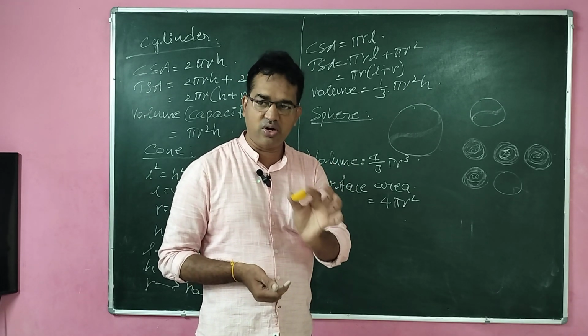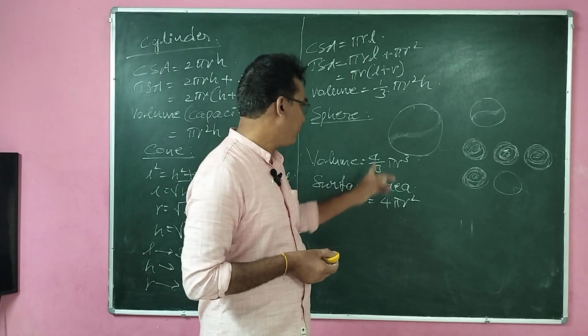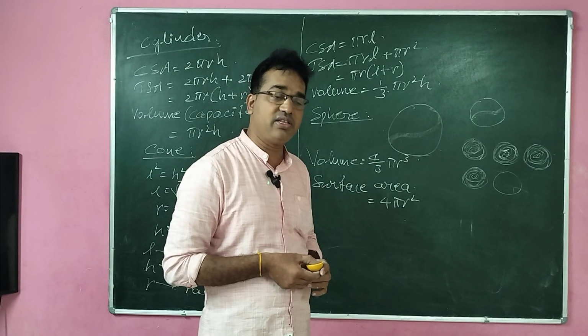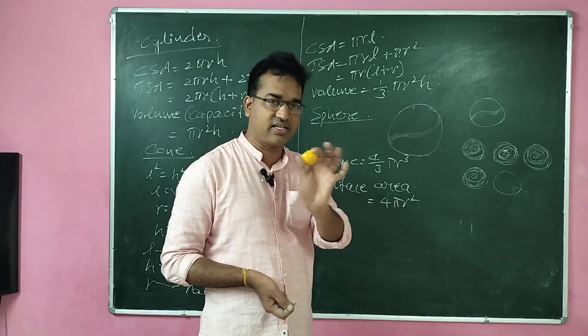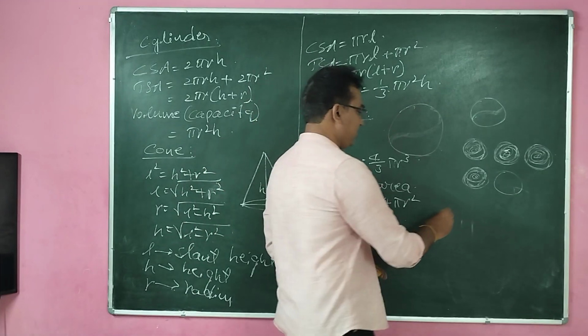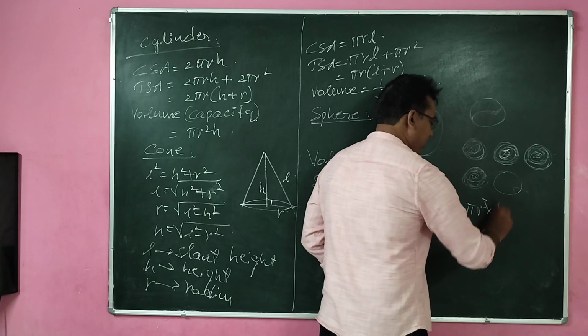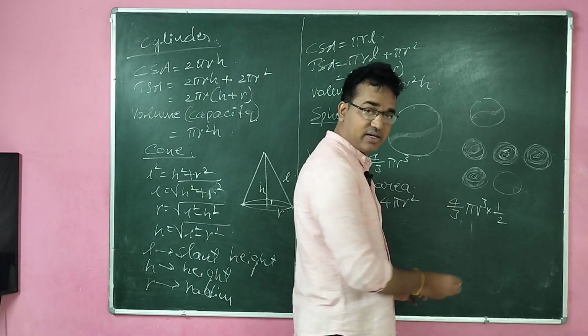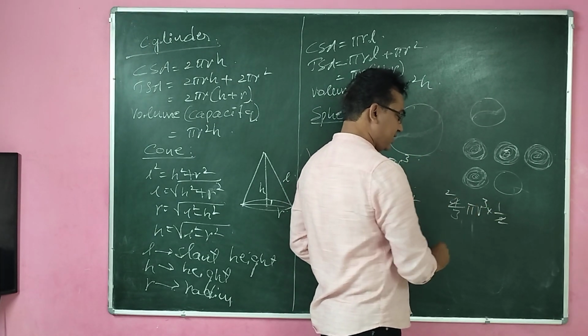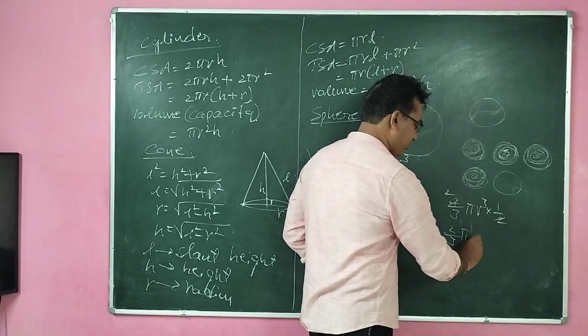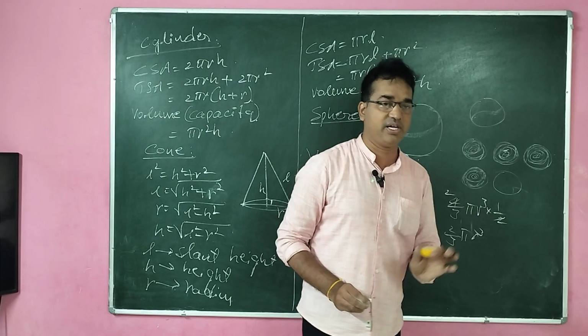If you want the volume or capacity, 4/3 pi r cube is there. Take 4/3 pi r cube into half, because it is a half. See what comes when we halve it. You can cancel something here. 2 ones are 2, 2 threes are 6, so 2/3 pi r cube. What is it? Volume of hemisphere.